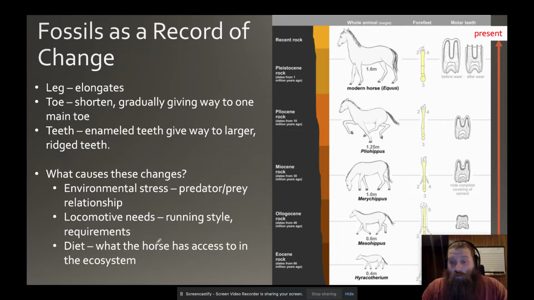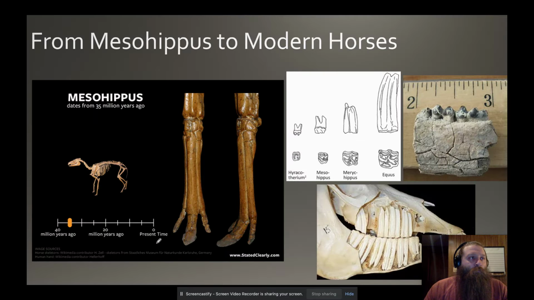So something probably chased around the ancestral horse and wanted to eat it. Its running style, the best way for it to escape, required a certain running style. And obviously, the diet of the horse is going to influence changes and successful mutations or unsuccessful mutations as they are passed from ancestor to offspring.